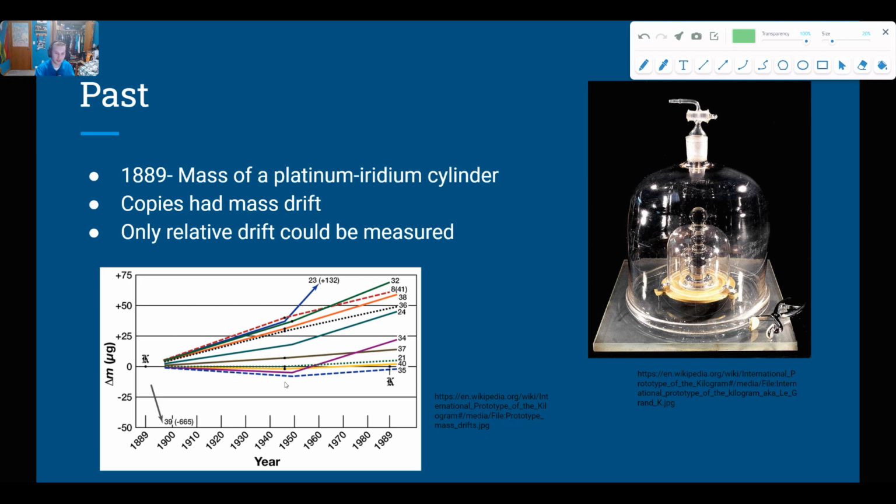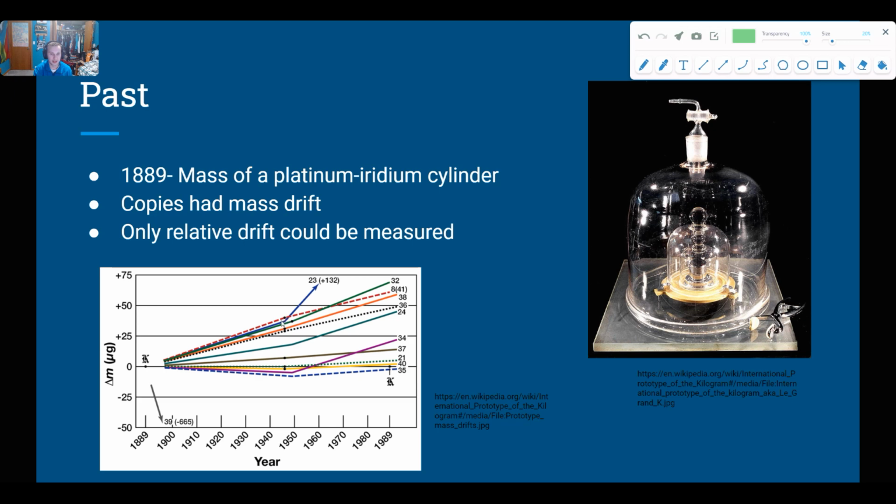Then they brought them back together about 50 years later, and discovered the masses were divergent. Most of them, it appeared, had gained mass, while a few had lost mass. And this is on the scale of micrograms. This isn't nanograms or picograms. This is micrograms, which is a relatively large quantity of mass to be gaining or losing.